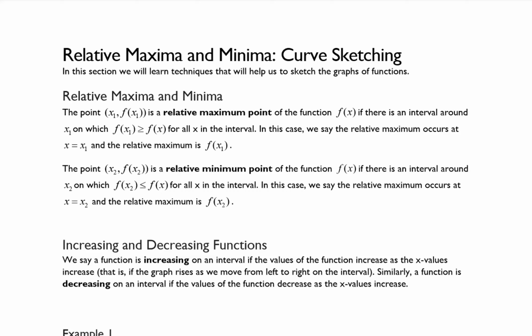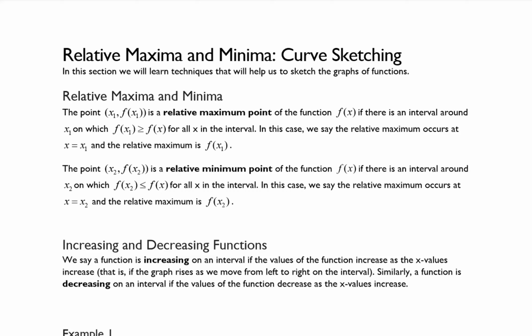an interval around x1 on which f of x1 is greater than or equal to f of x for all x in the interval. In this case, we say that the relative maximum occurs at x equals x1, and the relative maximum is f of x1.